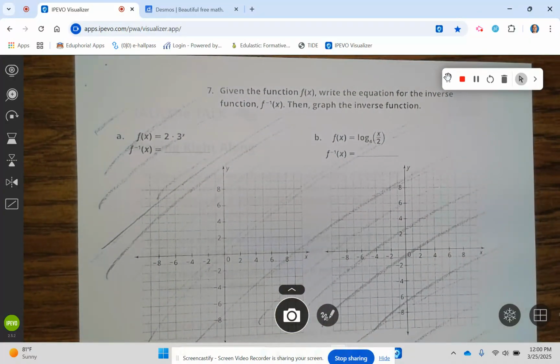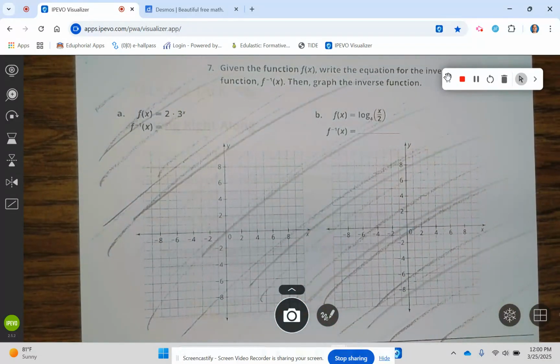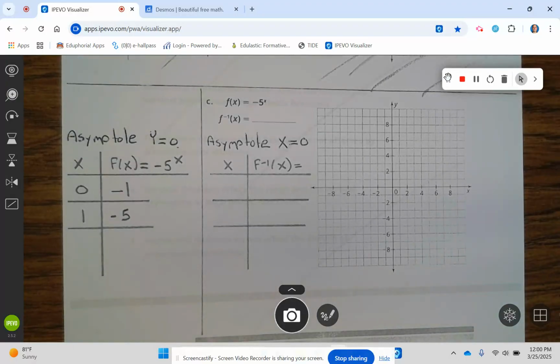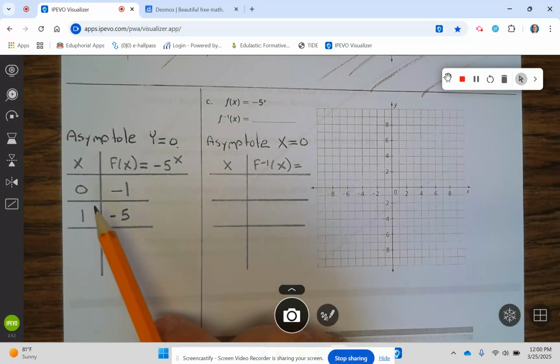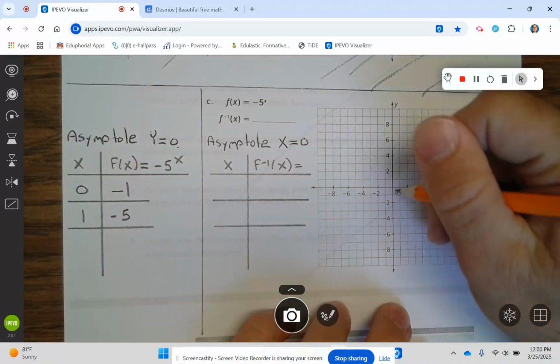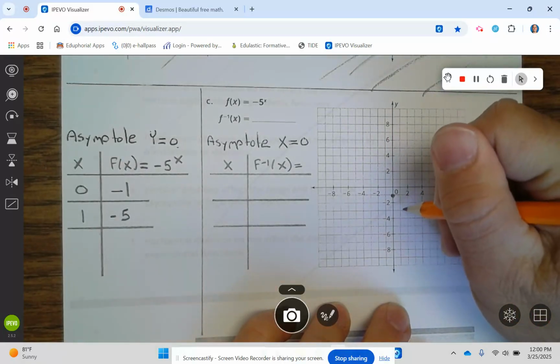Seven, given the function f of x, write the equation for the inverse function f inverse of x, then graph the inverse function. All right, let's go ahead and mark out A and B, and let's take a look at C. When f of x equals negative 5 to the x, the corresponding points are 0, negative 1, 1, negative 5. Let's go ahead and graph those now. So 0, negative 1, 1, negative 5.